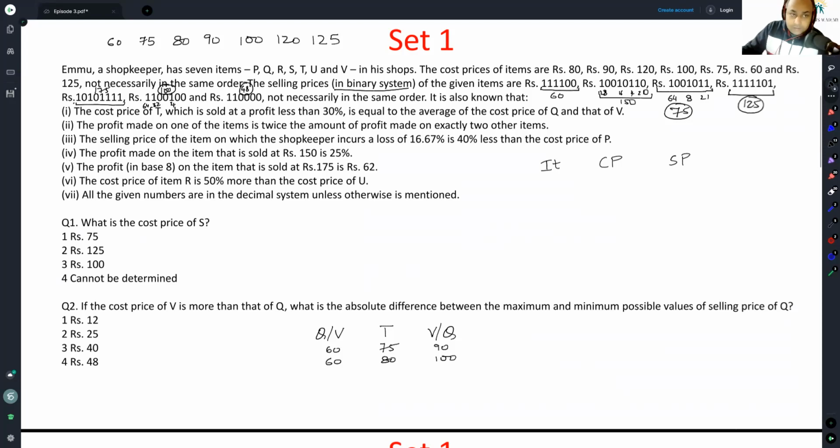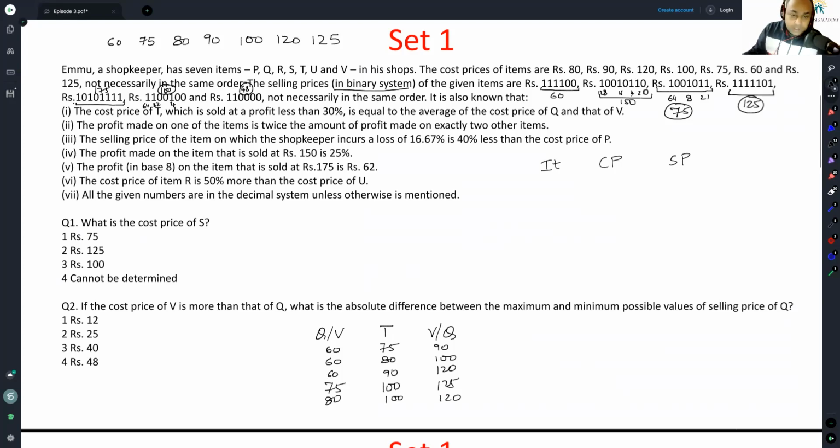Can 90 be the average of two numbers? Yes, 60 and 120. Can 100 be the average of two numbers? 75 and 125? Yes. And also 80 and 120. Can 120 be the average of two numbers? Not really, 125 and 115 are not available. Can 125 be the average of two numbers? No, it is the largest number available.